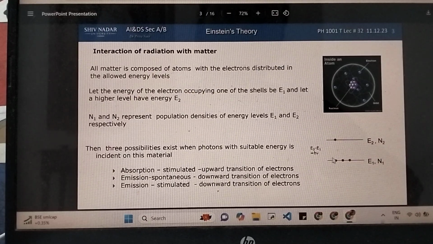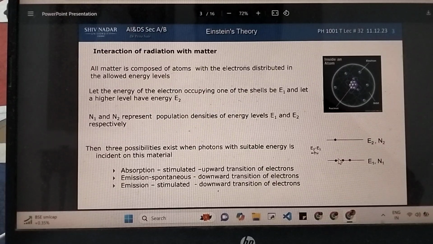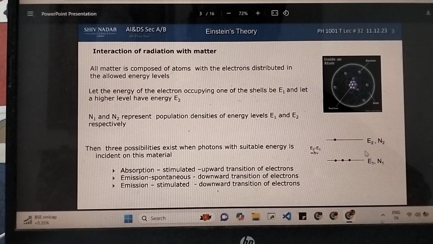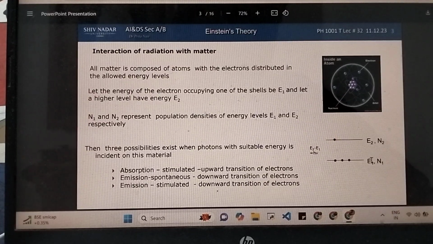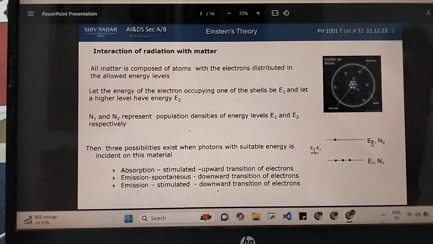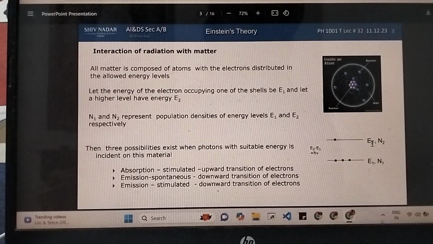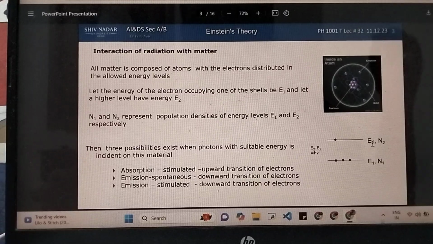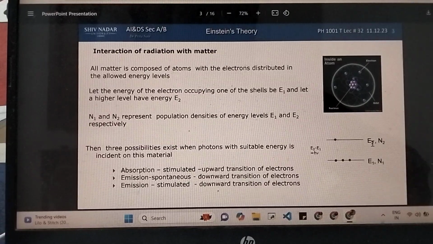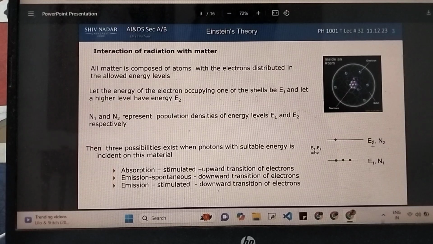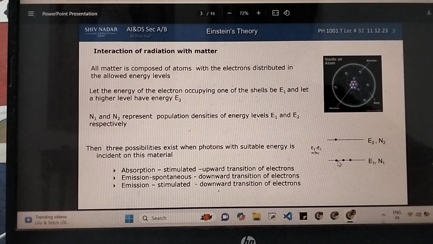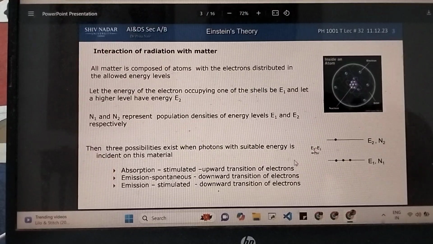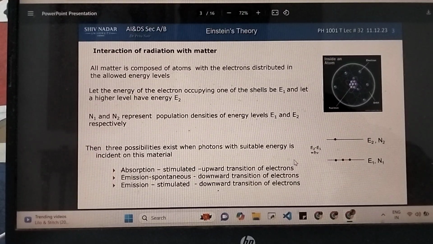Now let us take one particular atom of any material. We consider two energy levels E1 and E2, which are occupied by N1 and N2 electrons respectively. So E1 and E2 represent the energy of those two levels, and N1 and N2 are the number of electrons present currently in the respective levels. Now when a suitable amount of energy or radiation is given to this atom, there are three phenomena which can occur: stimulated absorption, spontaneous emission and stimulated emission. We will look at them one by one.